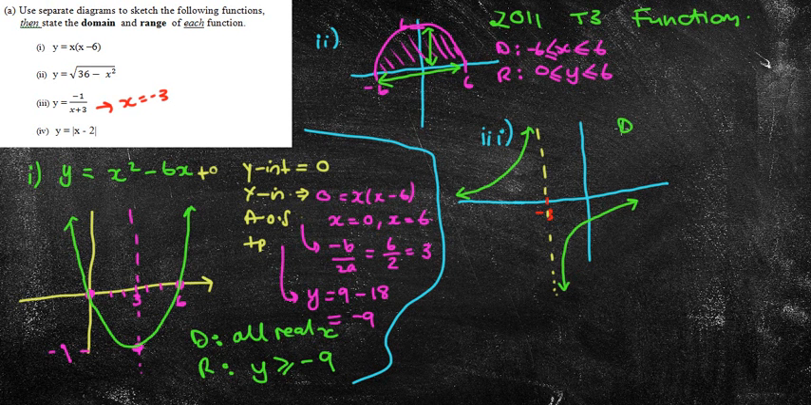Now for my domain, we're going to have all real x, but x cannot equal -3. I'm going to have for my range all real y, but y cannot equal 0 in that case. Alrighty, again, these are just my exam questions, so if you need to have any further lessons, please go back and have a look at how to sketch those graphs.